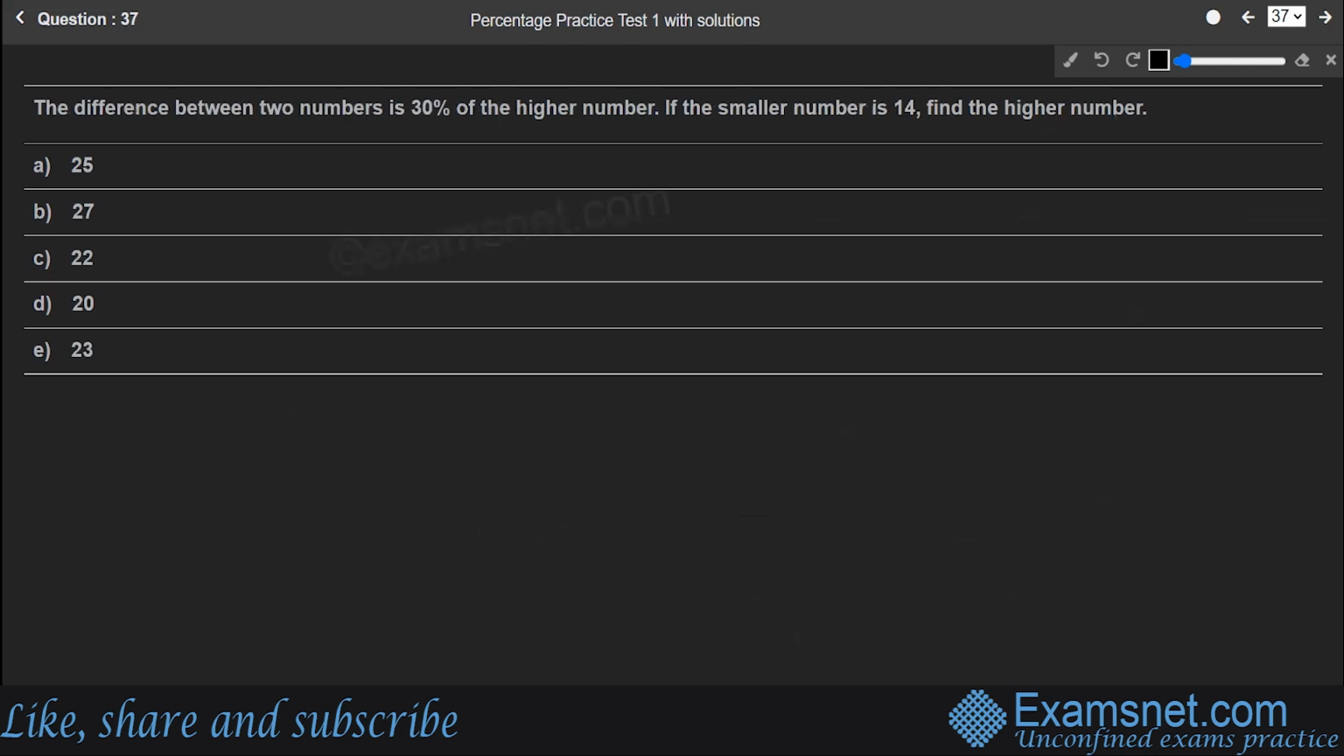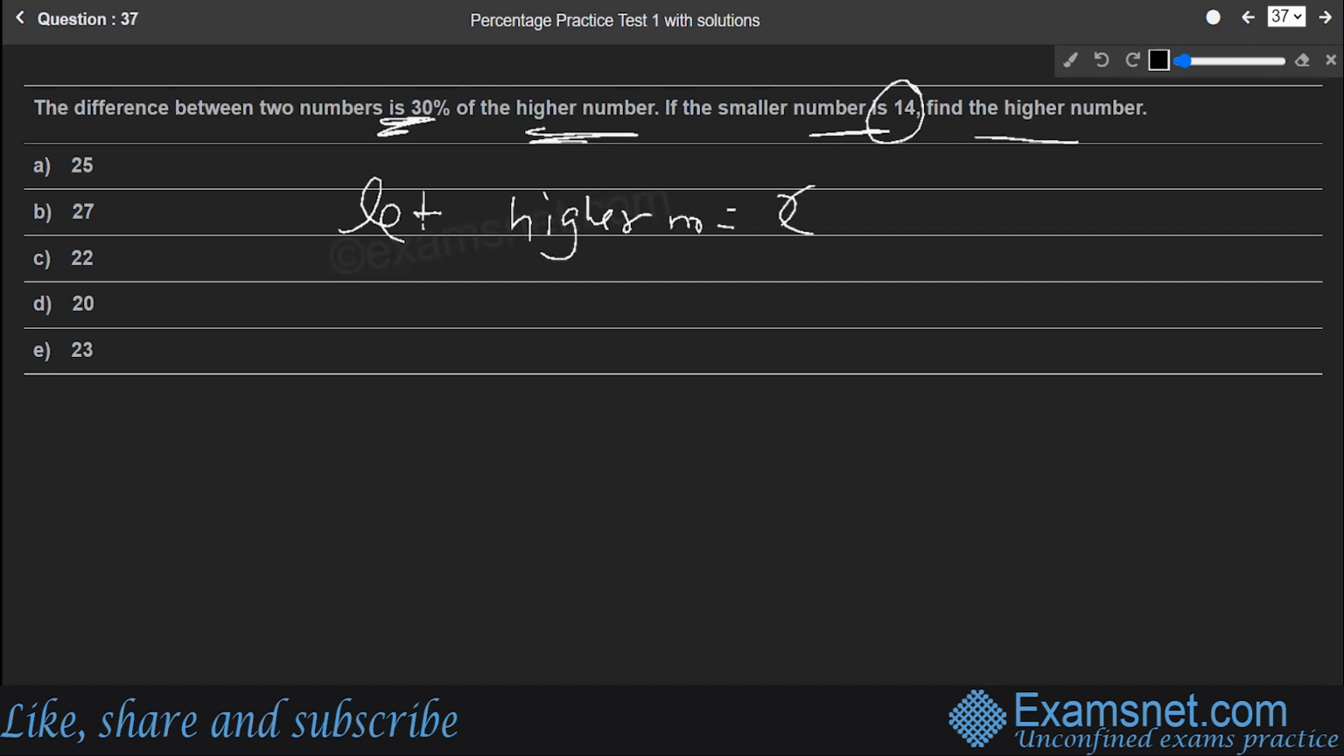Now the next is: the difference between two numbers is 30% of the higher number. If the smaller number is 14, find the higher number. This question we can answer by assuming something to be x, because a number is already given, so we cannot take the things in 100. We'll have to take the things by assuming some x. The base can be taken as the higher number. So let the higher number be assumed as x.